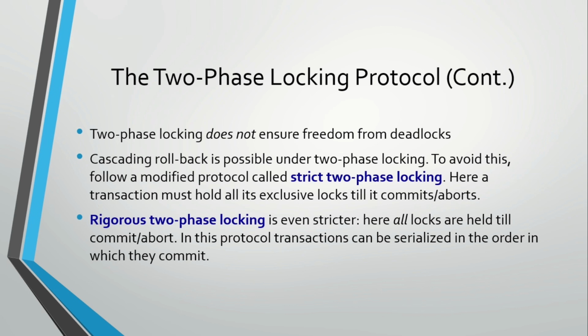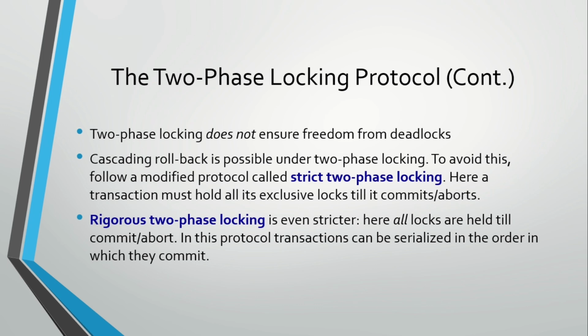The two-phase locking protocol, continued. Two-phase locking does not ensure freedom from deadlocks. Cascading rollback is possible under two-phase locking. To avoid this, follow a modified protocol called strict two-phase locking. Here a transaction must hold all its exclusive locks till it commits or aborts.